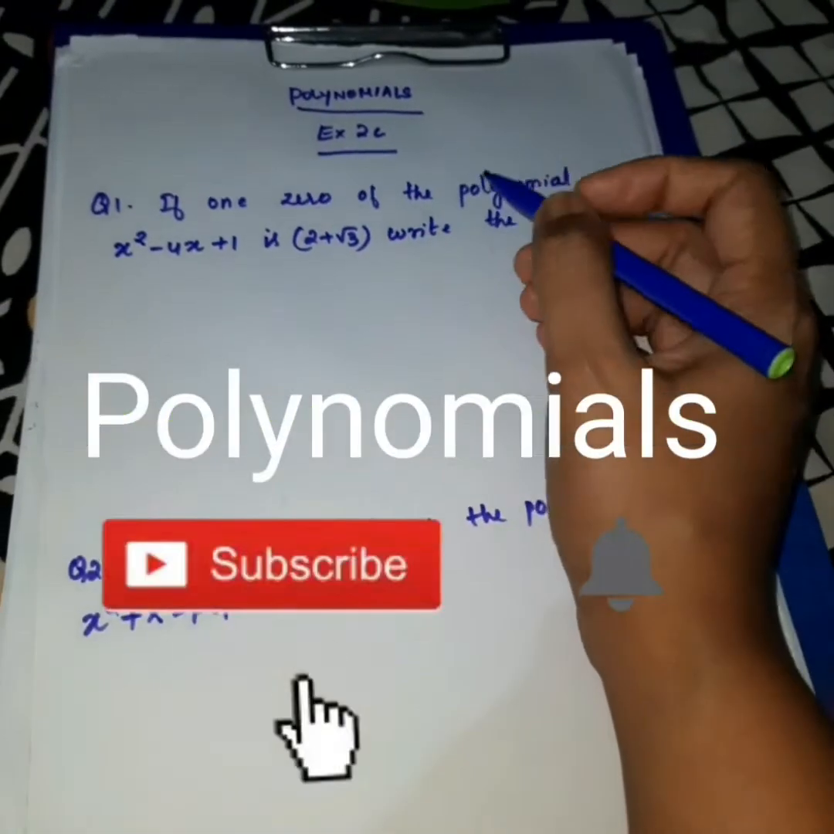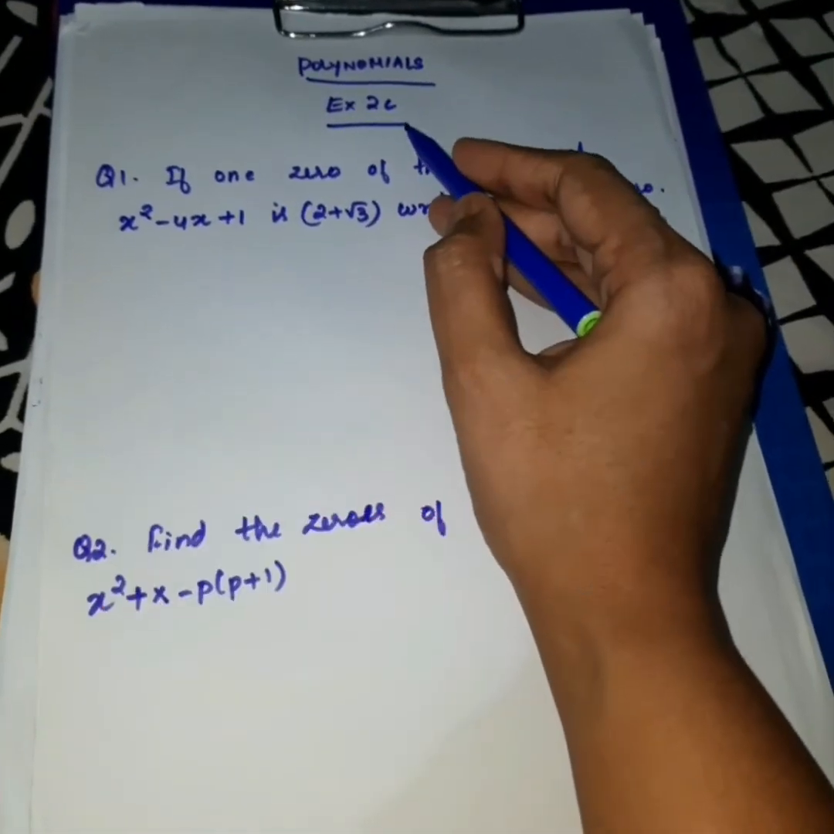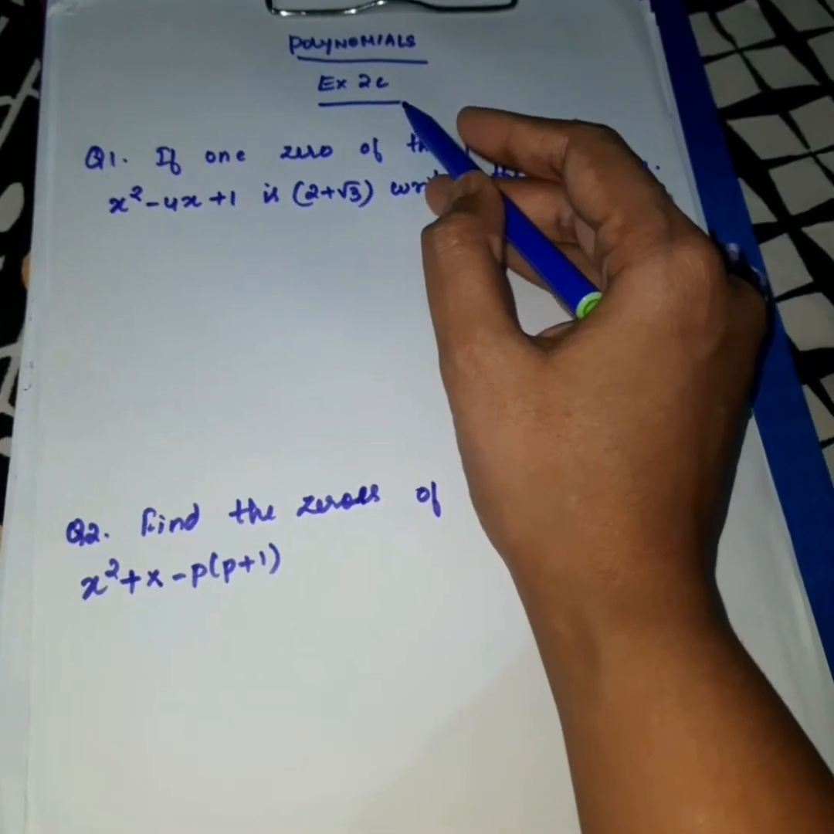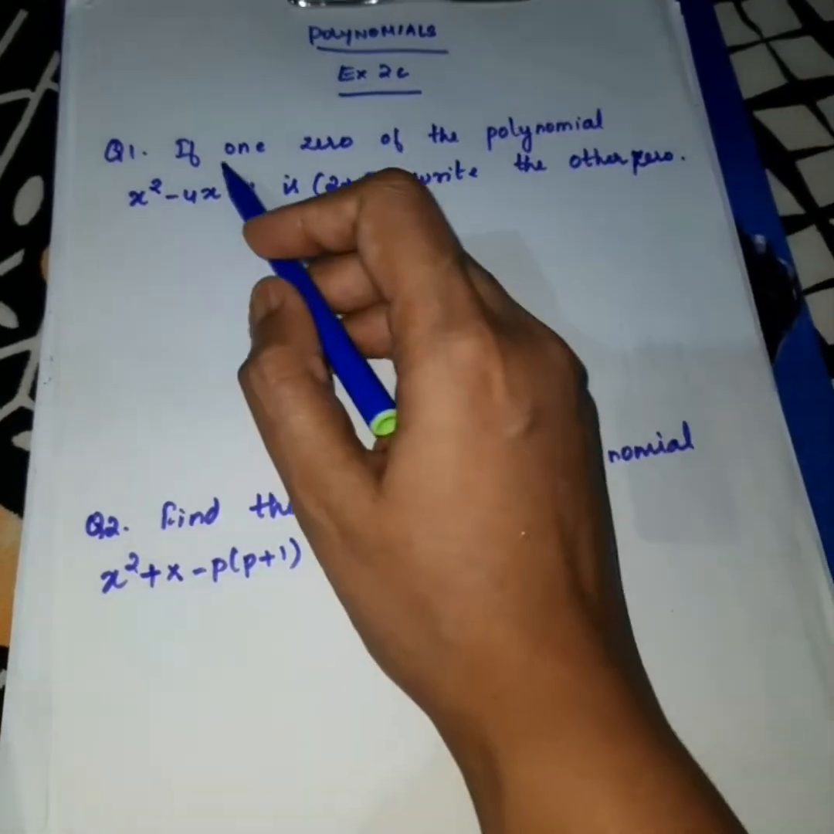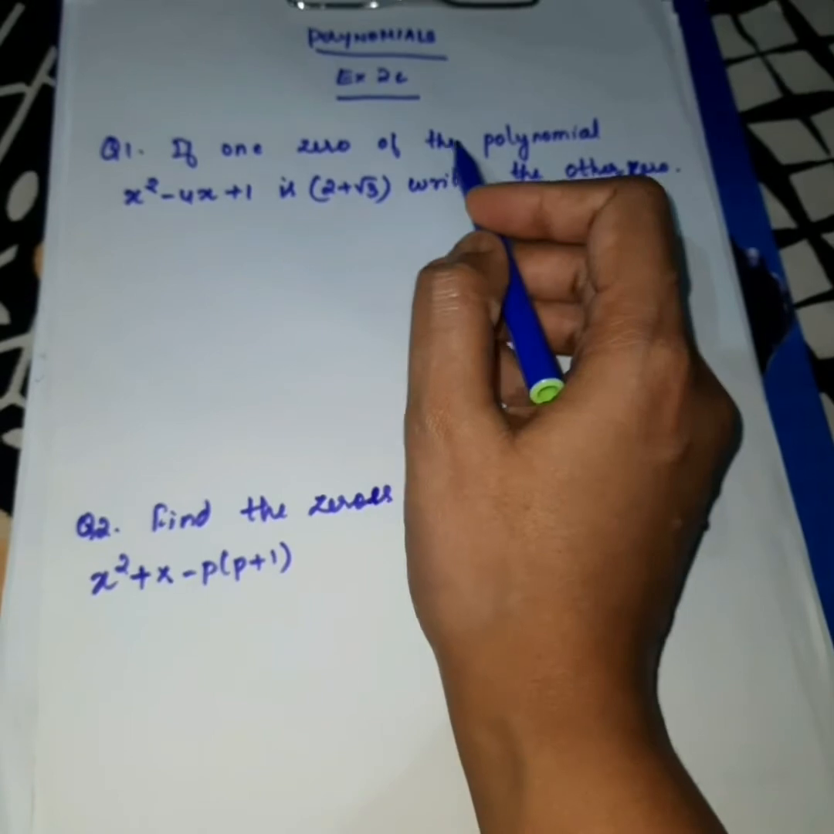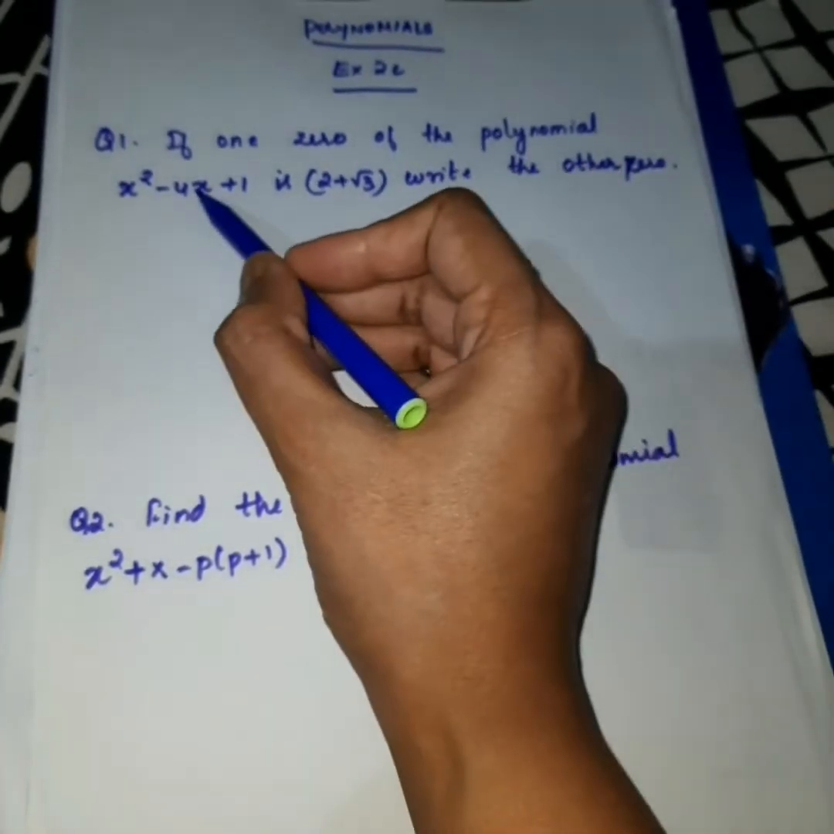Hello viewers, today we will see the last exercise in polynomials, exercise 2c. Question 1. If one zero of the polynomial is given, write the other zero.